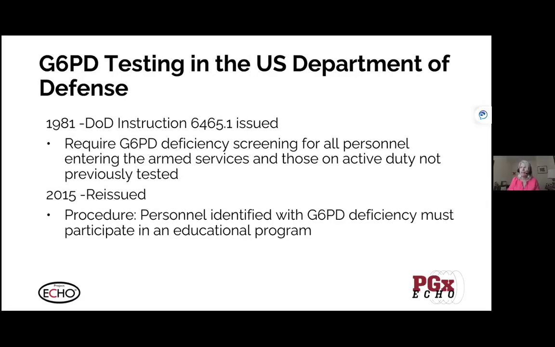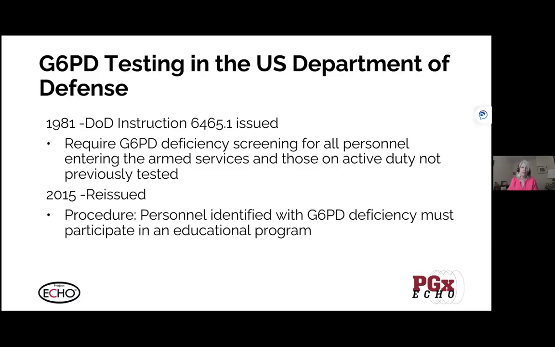G6PD testing has been ongoing for a very long time in the U.S. Department of Defense. Back in 1981, the Department of Defense issued Instruction 6465.1 that required G6PD screening for all personnel entering the armed services and those on active duty who have not previously been tested. This is because there were cases in the Vietnam War and prior to that where people were given Primaquine, a malaria medication, because they were either entering an area that was malaria endemic as part of their deployment or developed malaria. And so they were having a lot of cases of people developing hemolytic anemia.